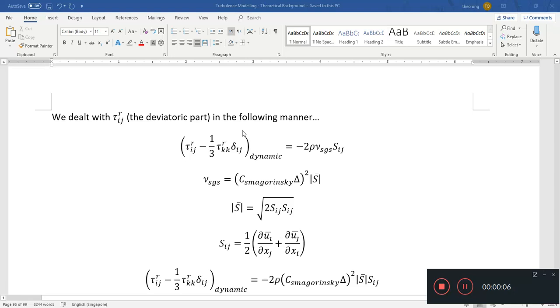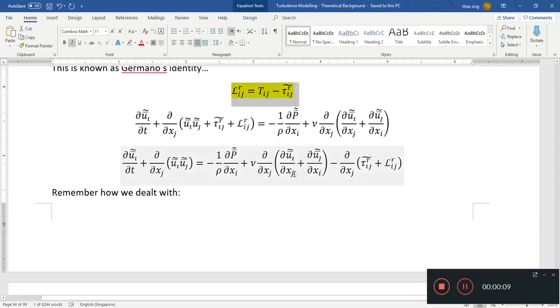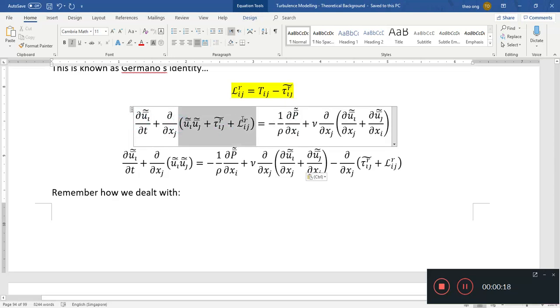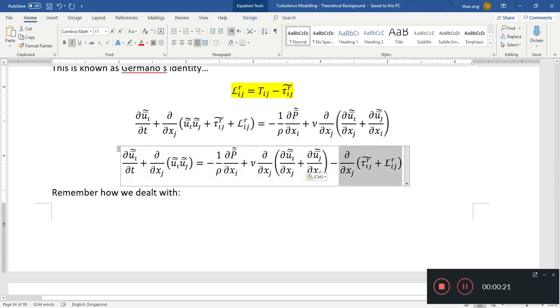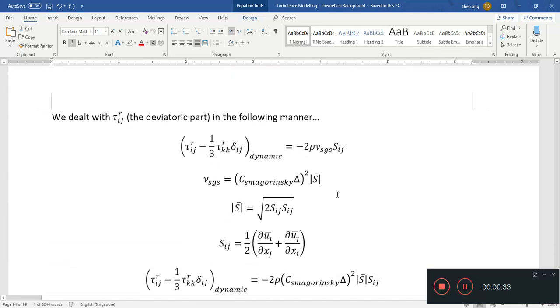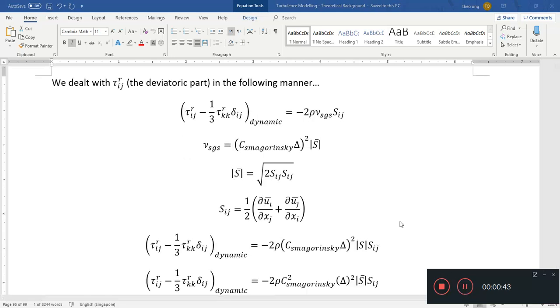So in the last video, we talked about Germano's identity and how it applies to the doubly filtered equations, so that when you separate out the terms as you do here, you can bring it over to the right hand side, and what you'll get is something like this. And how do we model this tau_ij^R? That's usually done with a turbulence model over here, where you have tau_ij^R minus this thing over here, which is the 1/3 of this. This is the average of the diagonal components.